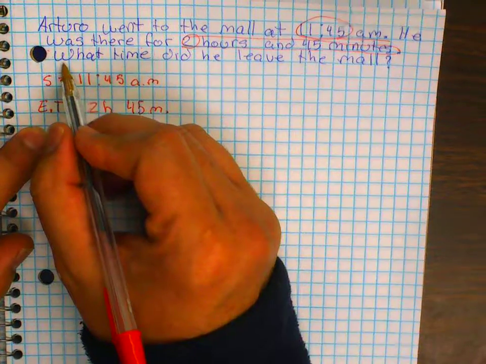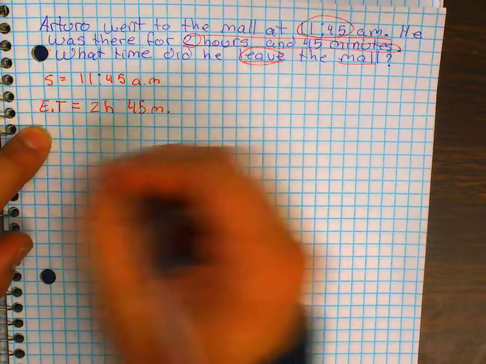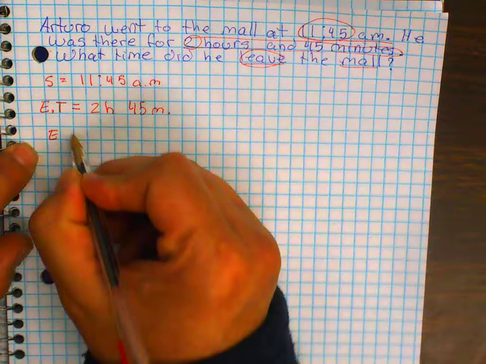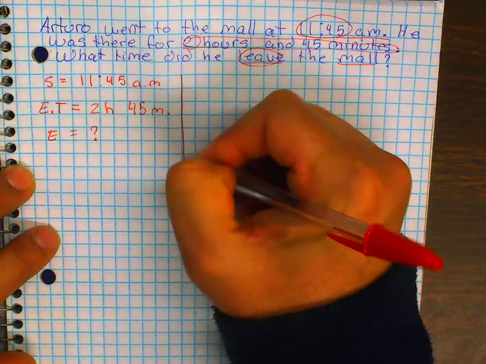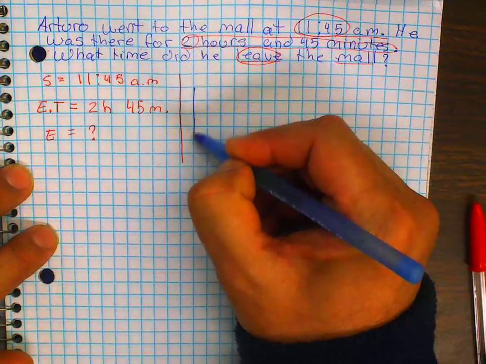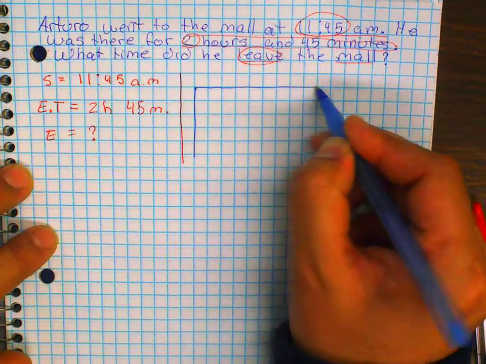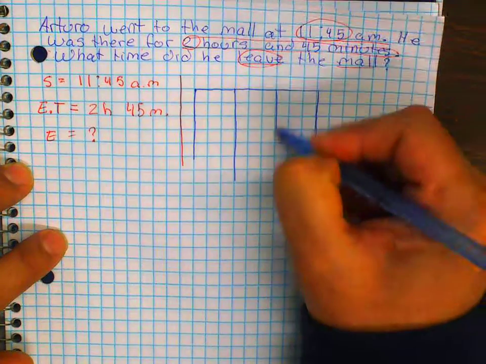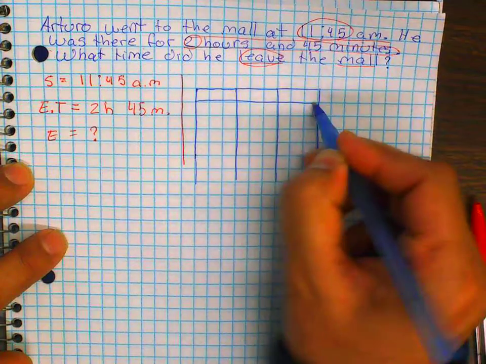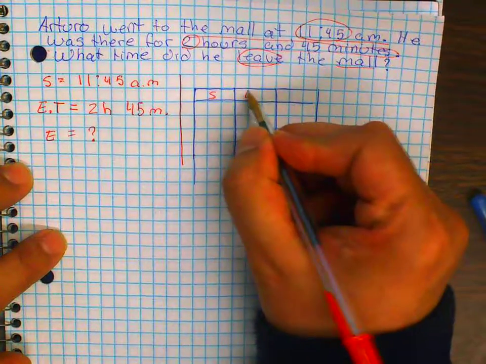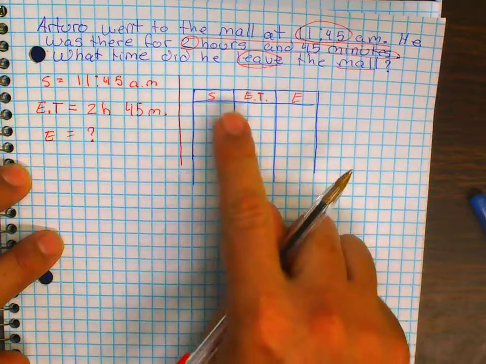The question is, what time did he leave the mall? So if I'm looking at the time that he left, I'm looking for my ending time. So at what time did he leave? So I need to do my table, and this table is going to help me figure out my elapsed time, my start, my ending time, depending on what they're asking me. My table has my starting time, my elapsed time, my ending time. So I need to start filling it up in that order.